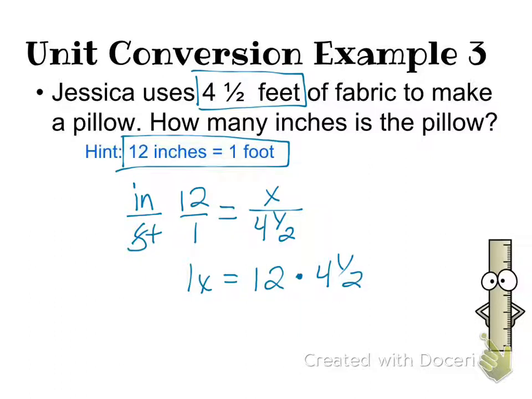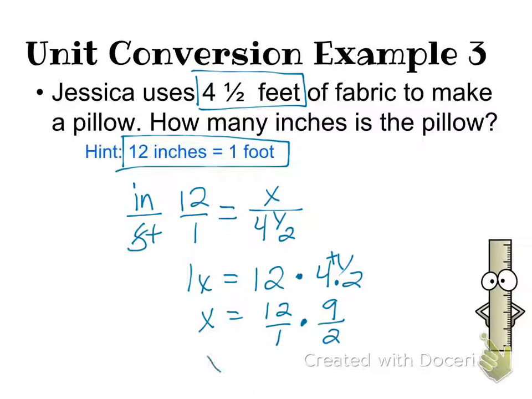Okay? And I'm going to drop off the 1 if y'all are okay with that, because you know it's the same as x. Equals, and then we'll put 12 over 1 times, we're going to make 4.5 improper. What does that look like when we make it improper? Yeah, good. 9 over 2. So we multiply here and we add there. 4 times 2 is 8 plus 1 is 9. We bring down the denominator. 9 over 2.